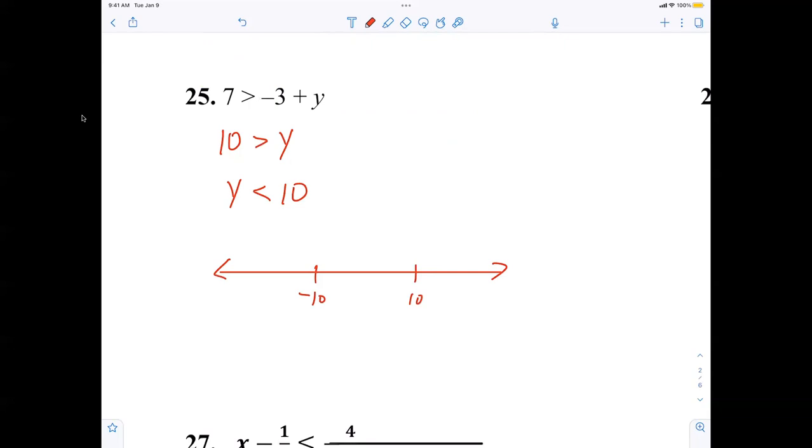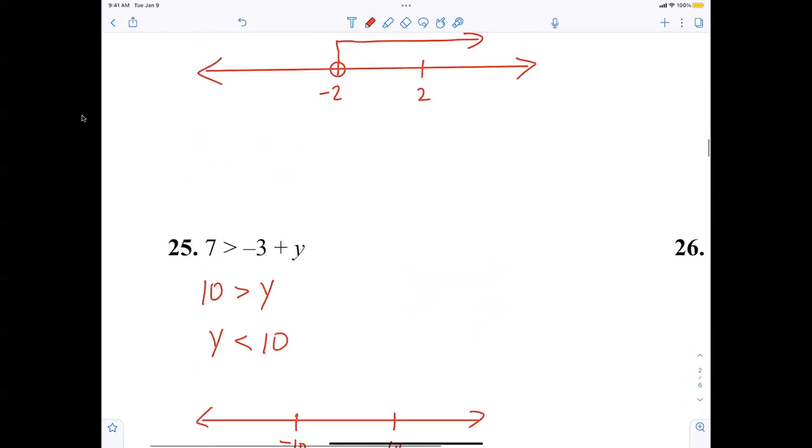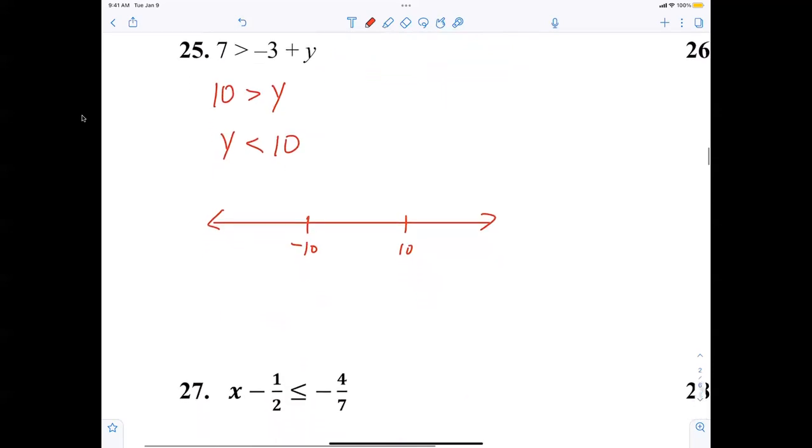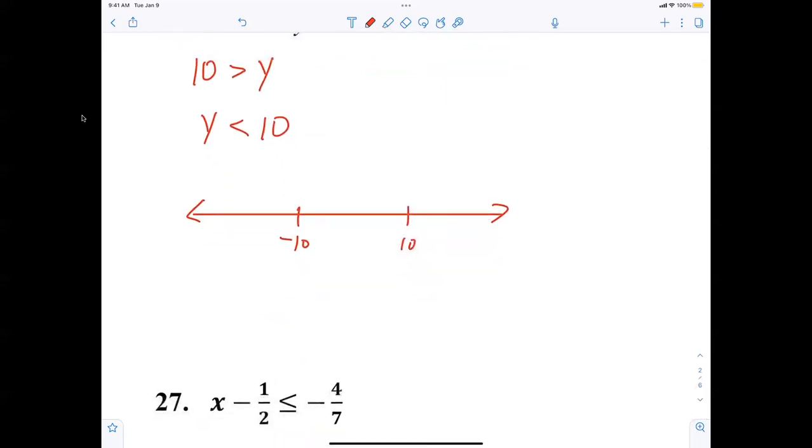How do I graph? How do you graph? You go from the 10, draw a line. What kind of mark do I put at 10? I forgot about that, thanks for reminding me. You put a normal circle, one with no, not closed at all, just open. And then you go to the left.